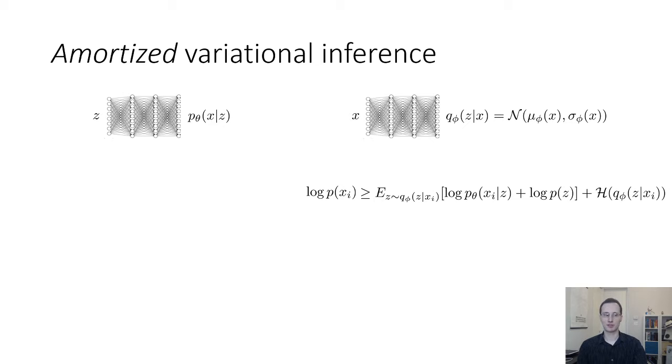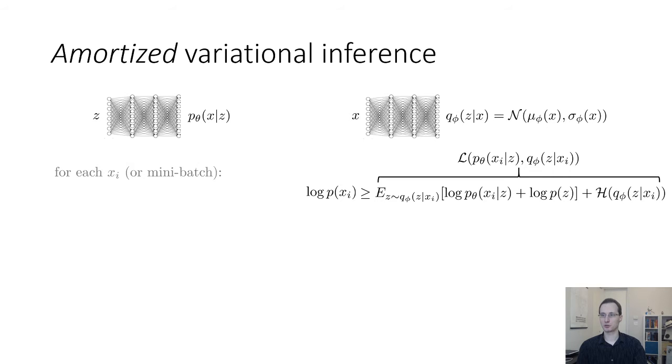The way I obtained this expression is I just took the previous lower bound that we derived in part one, and everywhere where we had q_i of z, I substituted q phi of z given x_i. That is the only change I made. So it's just a different way of representing q_i of z. So it's still an evidence lower bound.